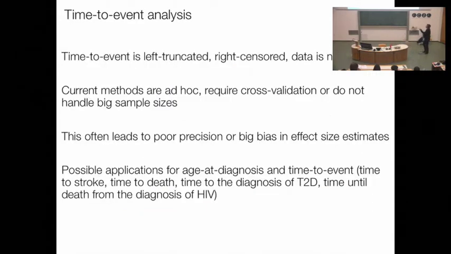And current methods are very ad hoc in the literature, and obviously there's Cox-Lasso, which we'll compare to in a minute, that requires some cross-validation and just really can't handle these types of sample size. And it often leads to poor precision or big bias in the effect size estimates, and there's lots of possible applications of this if we can make it work.